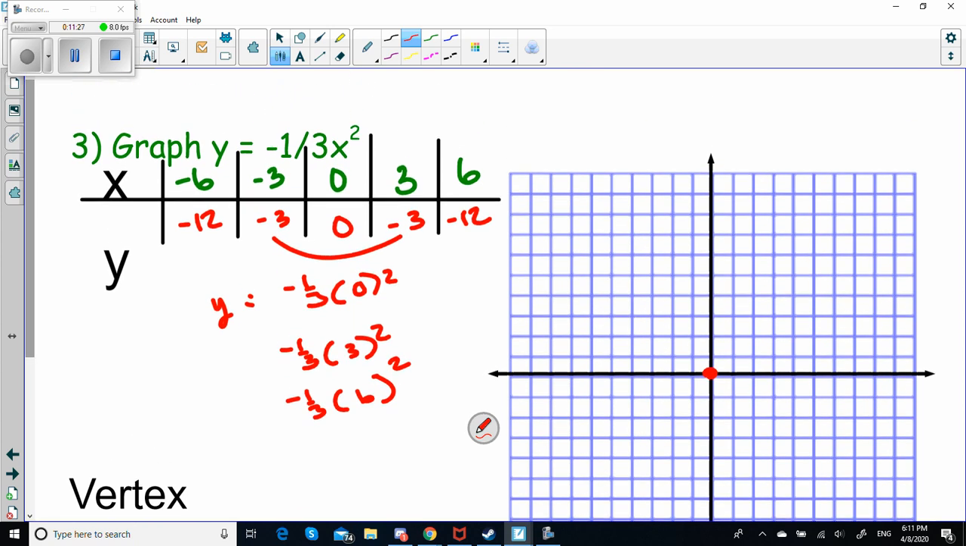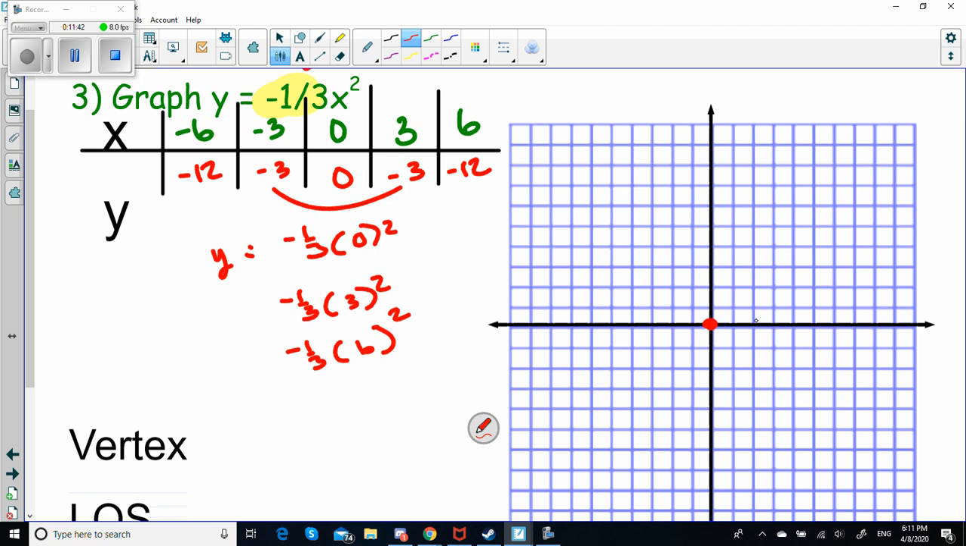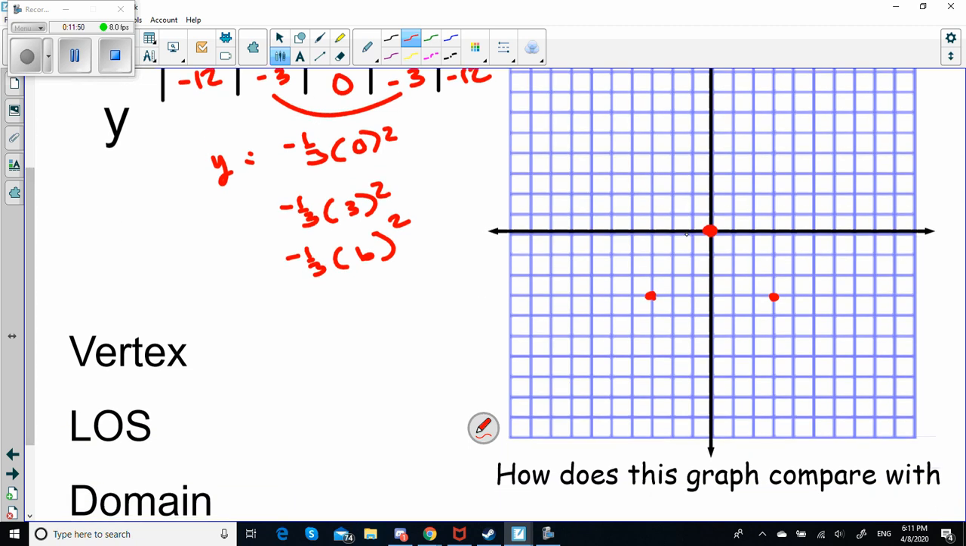Also, something different about this one, if you notice, this A in the very front is negative. I know that this is going to open downward like a frown. Okay, I know that. If it doesn't, something's wrong. So let's go ahead and graph these points. So 0, 0, 3, -3, 1, 2, 3, 3, -3. And the center point goes off the graph a little, but that's okay. 4, 5, 6 down 12, and 4, 5, 6 down 12.